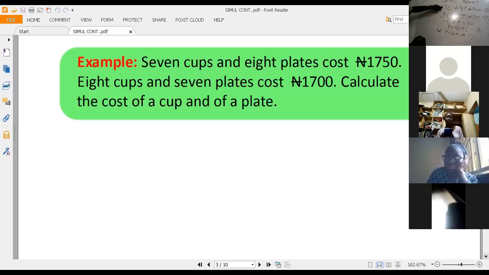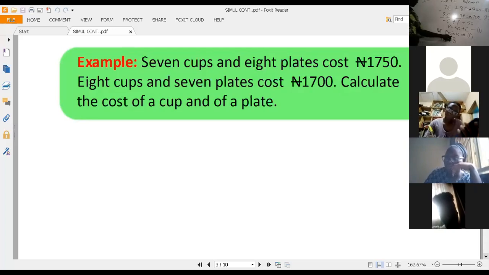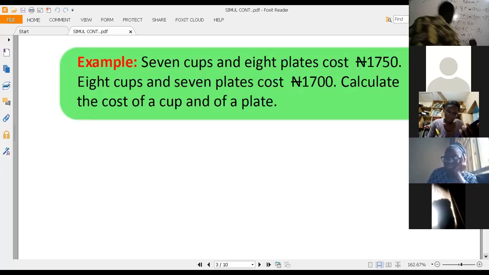Now, equation 1 is given as 7C. So we write 7C plus 8P. But our P is given as 50 plus C. Therefore, open the bracket and write 50 plus C, which is equal to 1750.